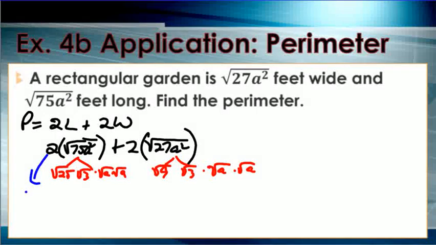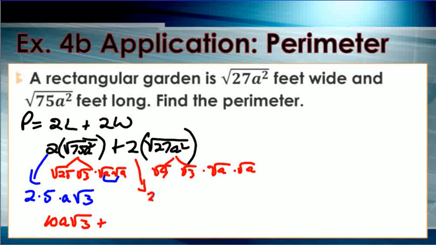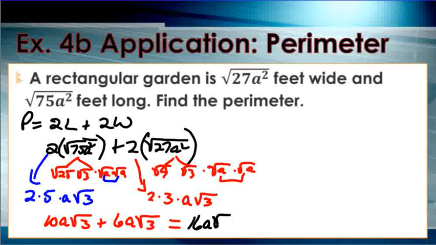Now we have this 2 on the outside, so 2 times square root of 25, which is 5. Square root of a times square root of a is a, times the square root of 3. So that gives us 10a square root of 3 plus, got this 2 here, so 2 times square root of 9, which is 3. Square root of a times square root of a is a times the square root of 3. So 2 times 3 is 6 times a is 6a times the square root of 3. Add them together and we get 10a plus 6a is 16a times the square root of 3. This would all be in feet.